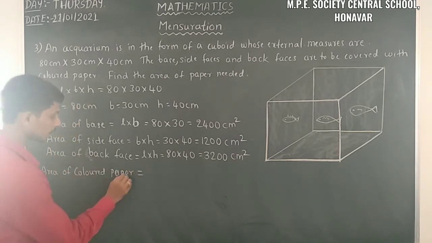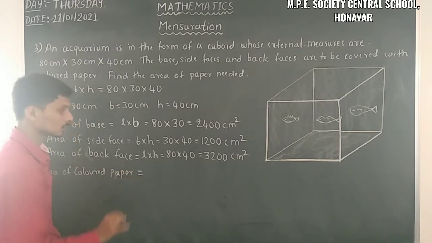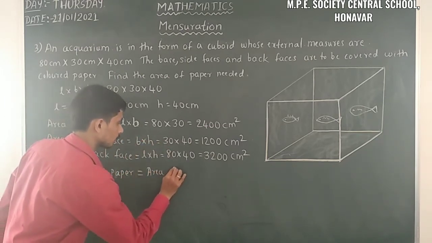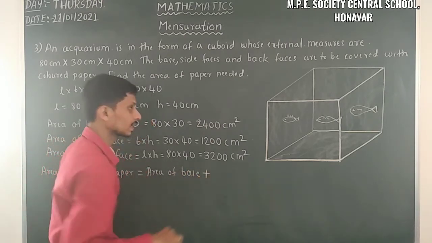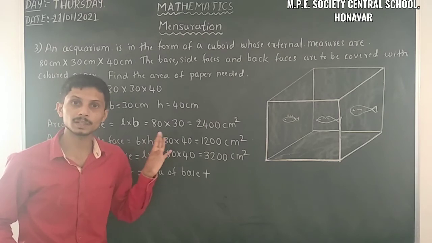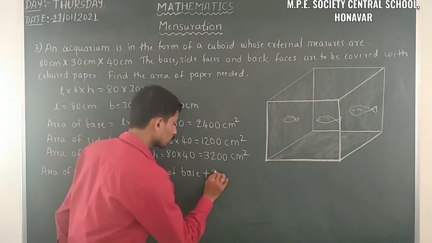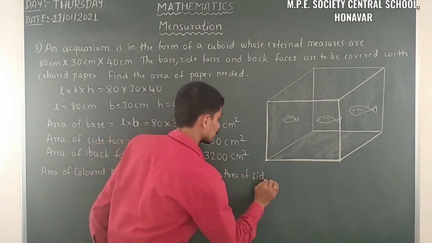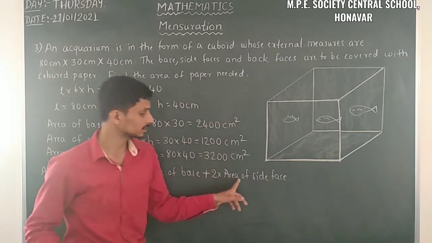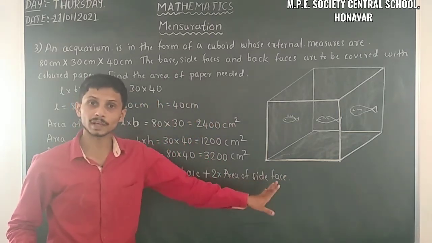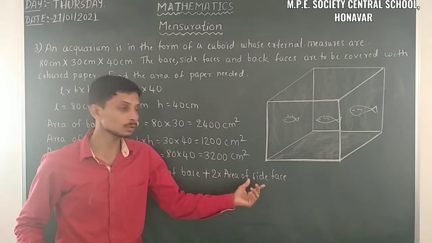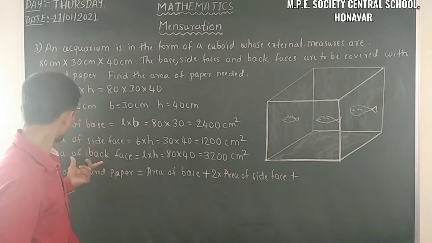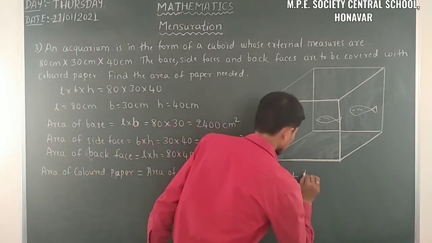Area of colored paper is equal to, firstly we have to add area of base plus, and two side faces we have, that's why we multiply by 2, that is 2 into area of side faces. Instead of adding the area of two side faces separately, here only one time 2 into area of side faces we have. Then we have another one, the area of the back face.